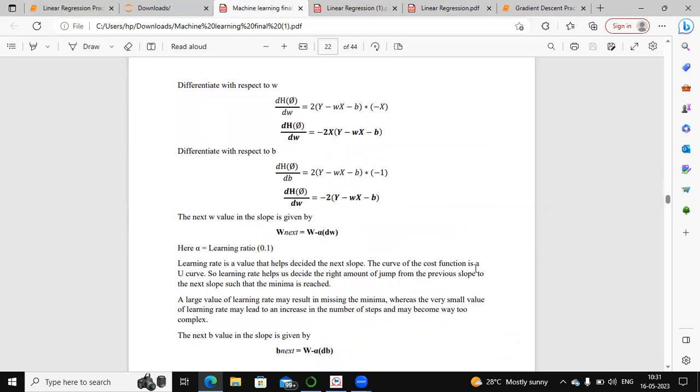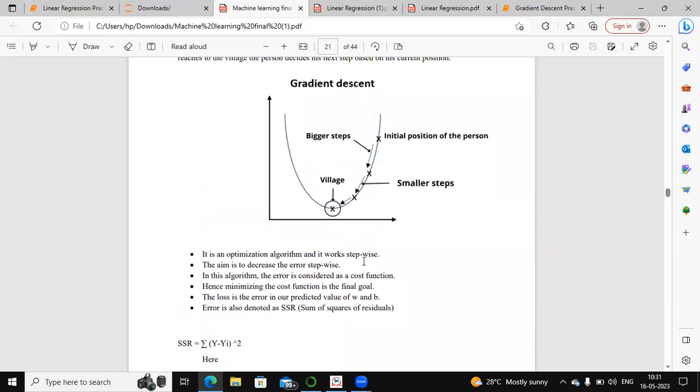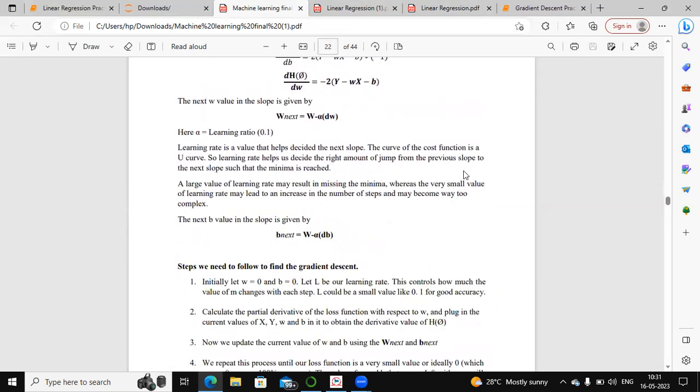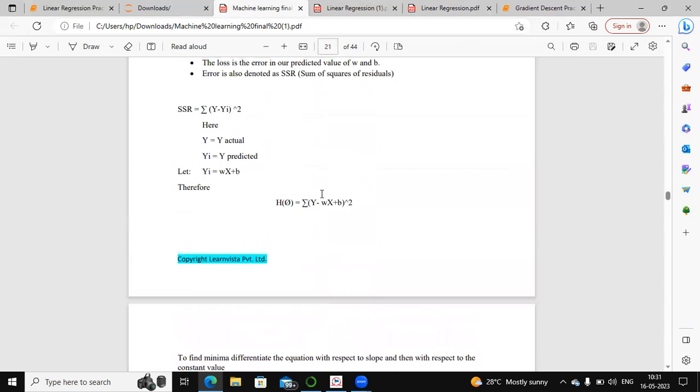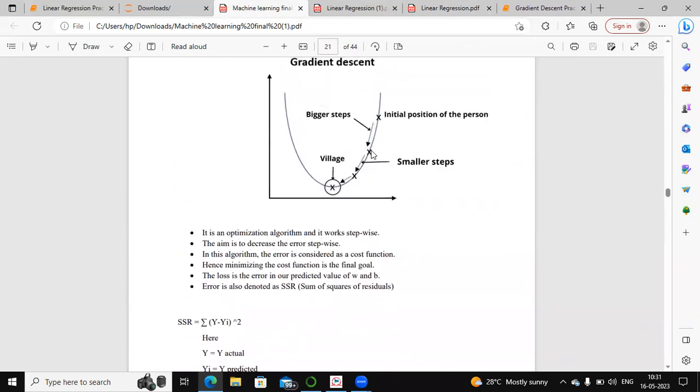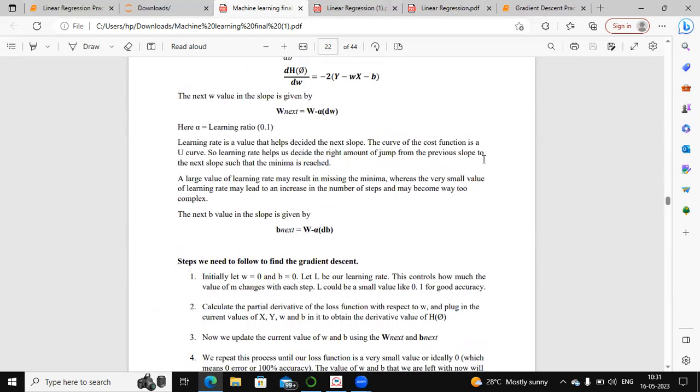The curve of the cost function is a U curve. We have seen that this is a U curve. So the learning rate helps us to decide the right amount of jump from the previous slope to the next slope, such that the minima is reached. It helps us decide the step from the previous position to the next position so that the minima is reached.